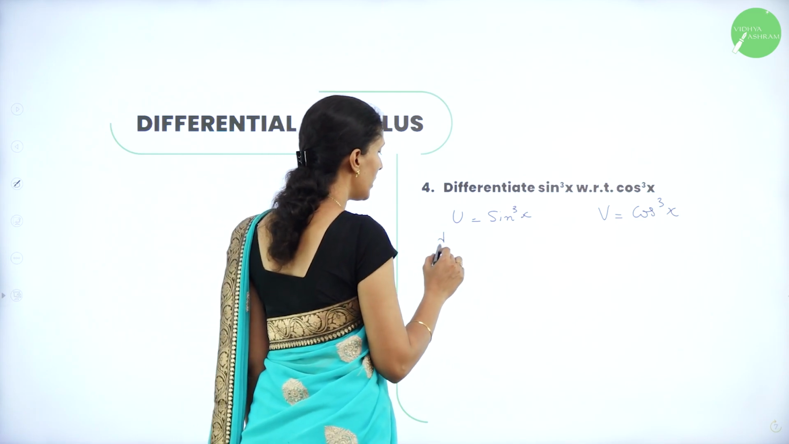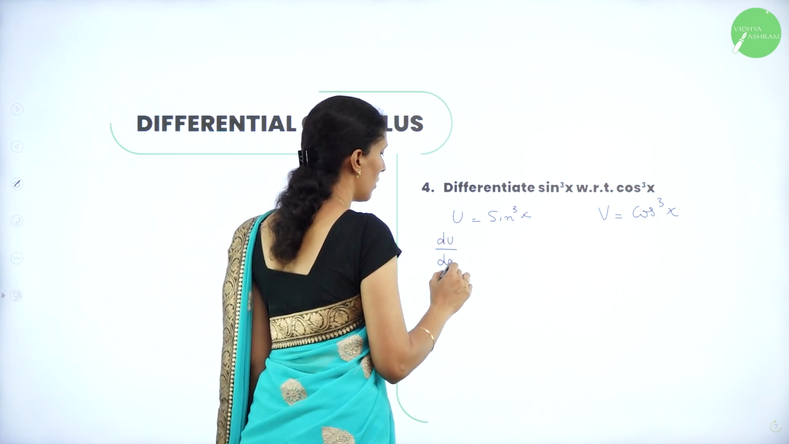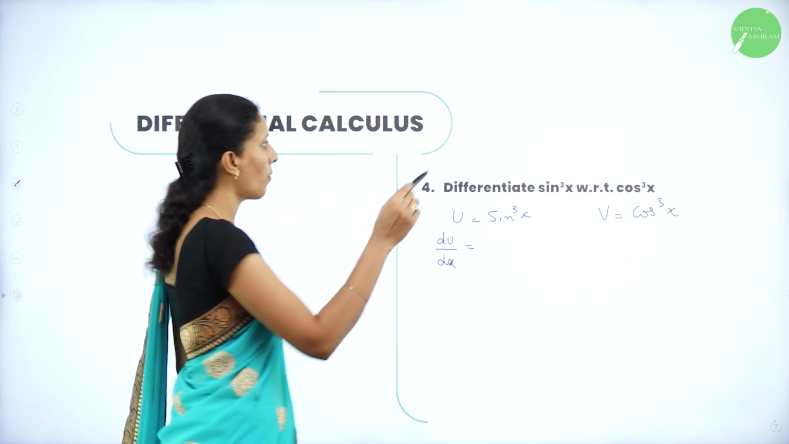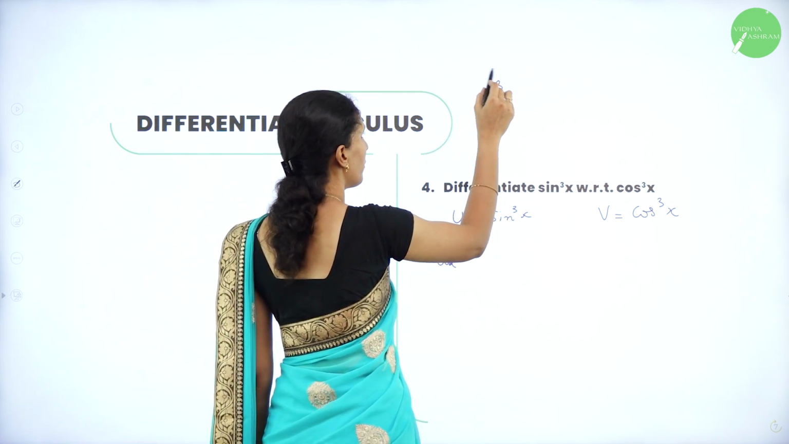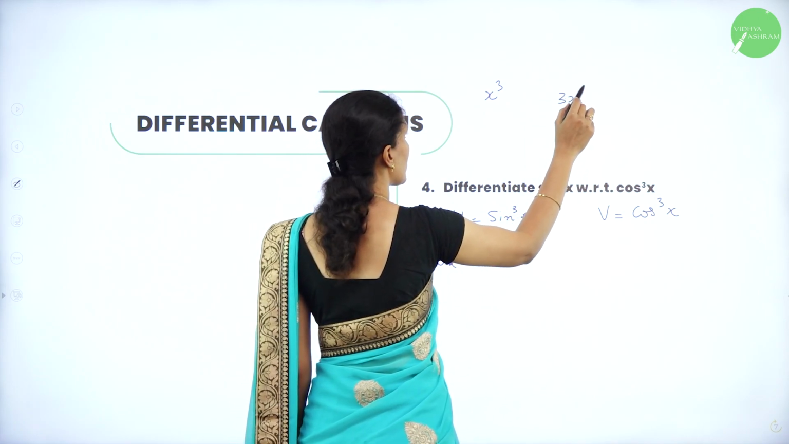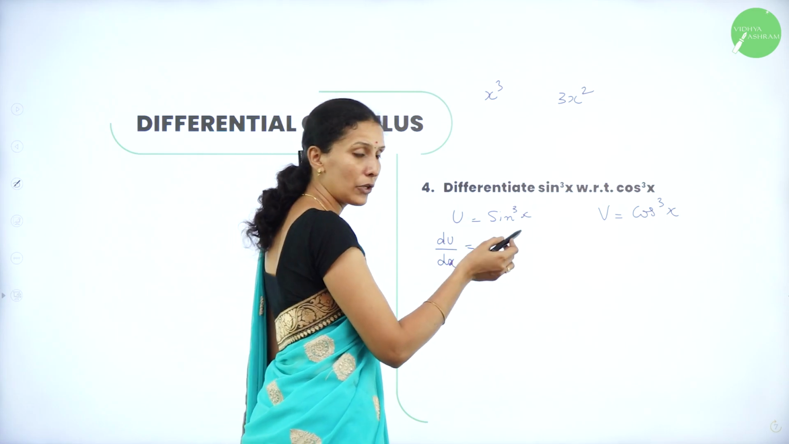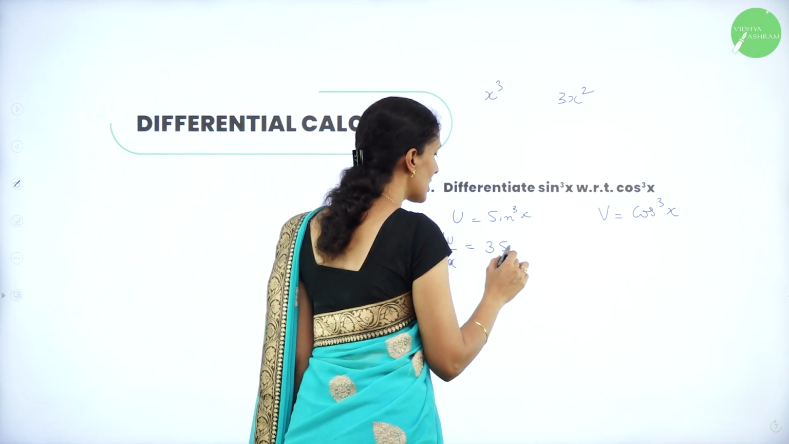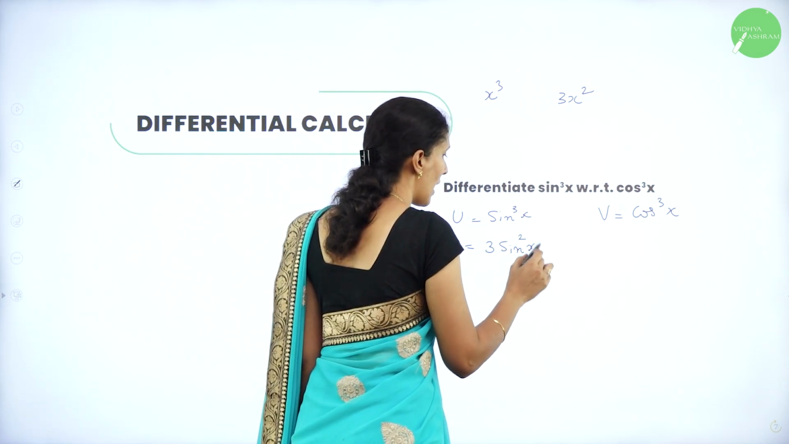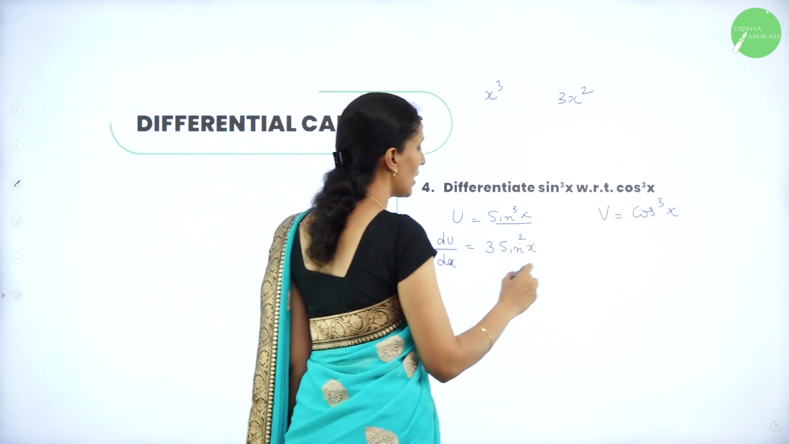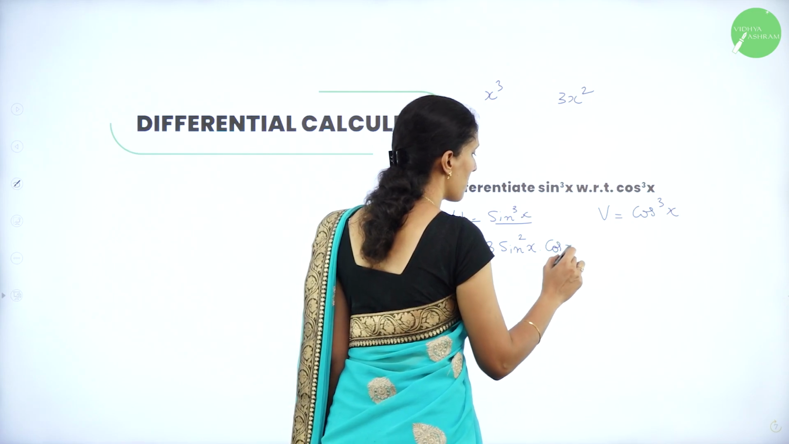So then du by dx will be the differentiation of sine cube x. Sine cube x is in the form of x cube first. If you have x cube, differentiation of x cube is 3x square. So if you have sine cube x, then it is nothing but 3 sine square x, and again you have to differentiate sine as one more function. Differentiation of sine is cos.